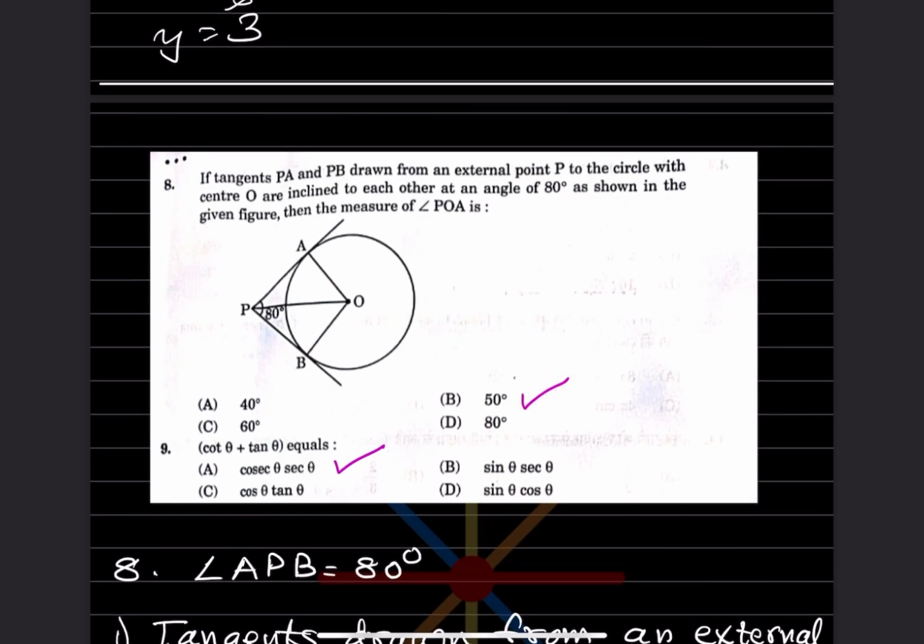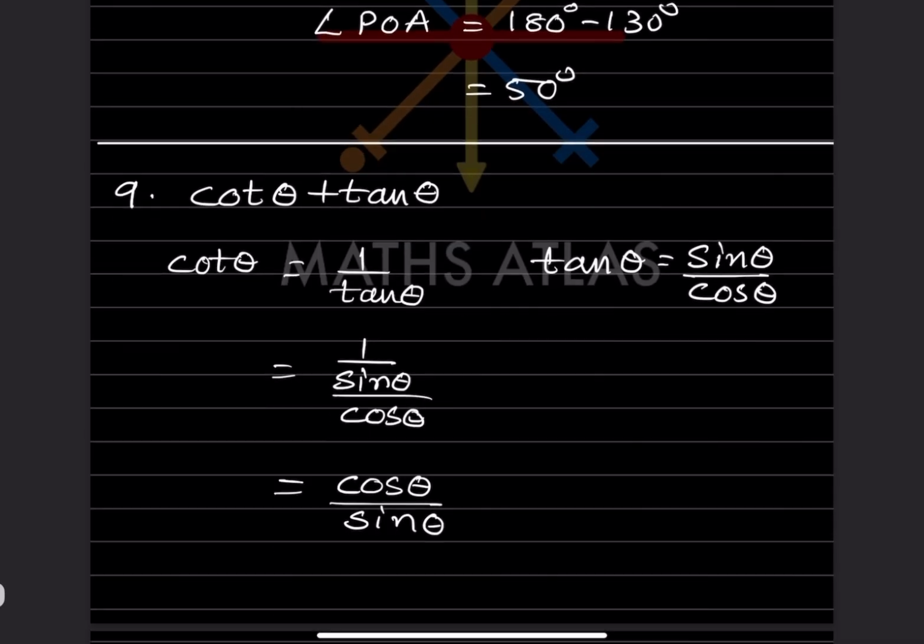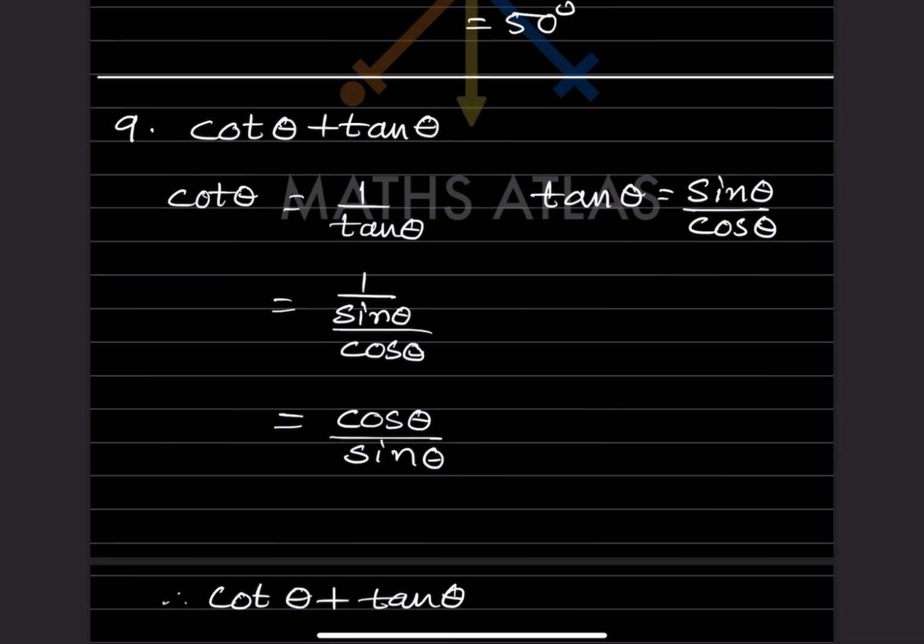So now look at the next one. Cot theta plus tan theta equals, and these are the options given. So now we will see for cot theta plus tan theta. Cot theta is 1 by tan theta, and tan theta can be written as sin theta by cos theta.